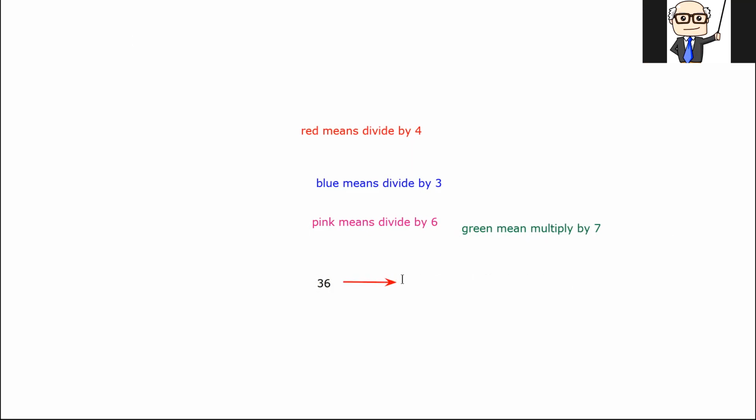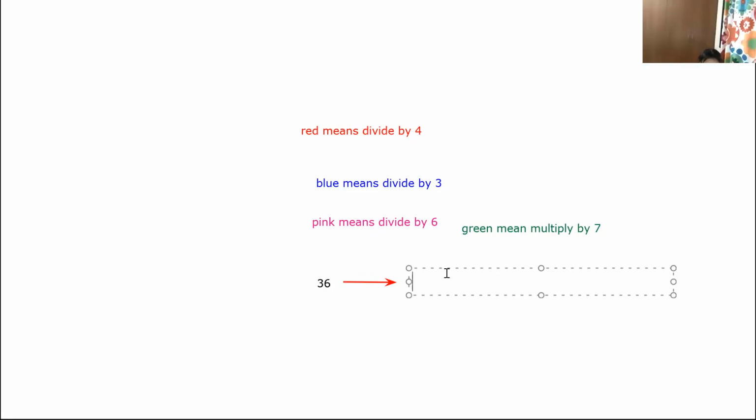And my answer is what? So 36, arrow, red color means what? 36 divided by 4 equals 9. Yes. So 36, if red color means divide by 4, equals 9. Now, another one following 9.